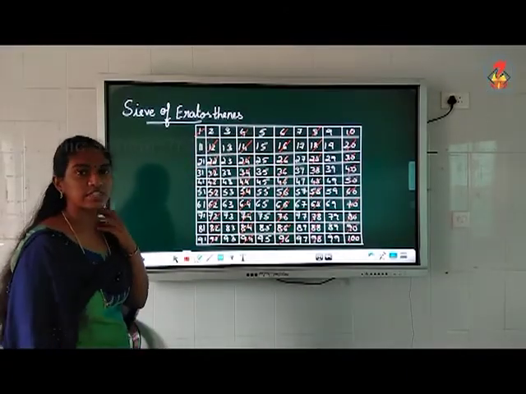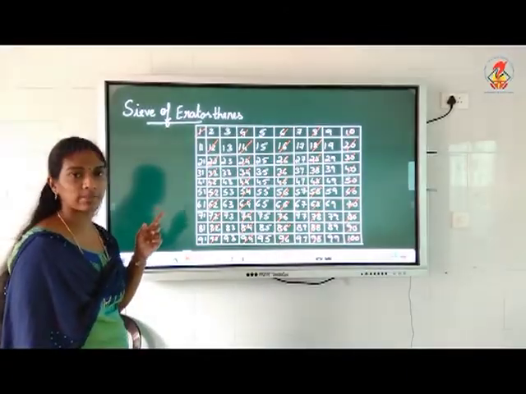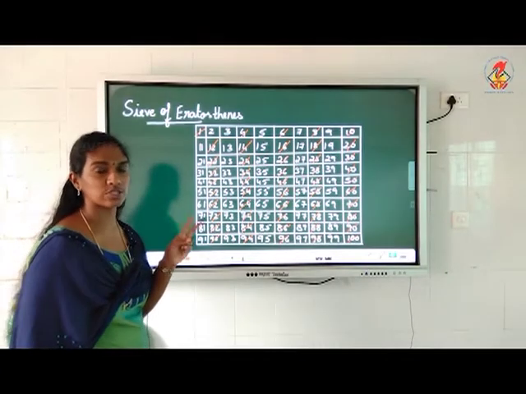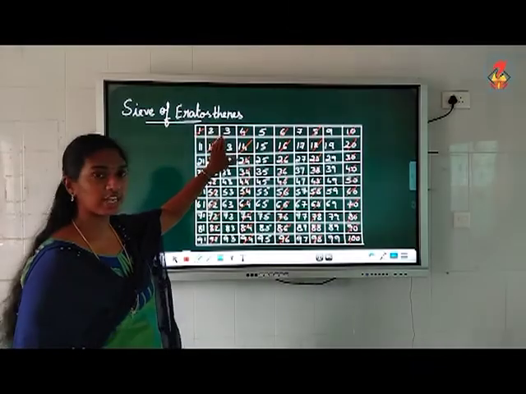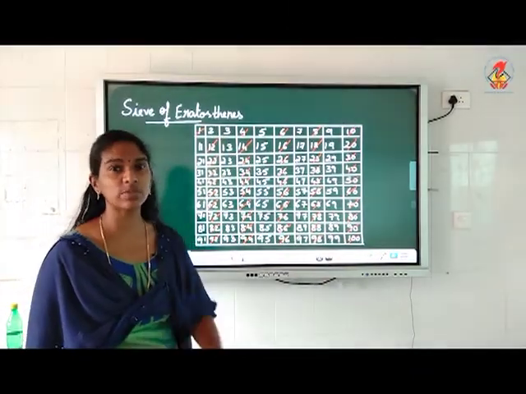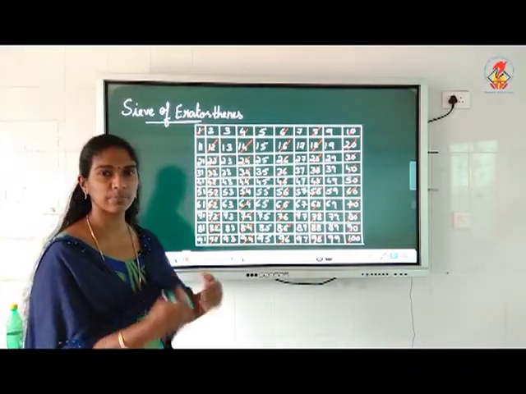Now, next 3. 3 is also a prime number, right? It is having only 2 factors. 1 into 3, 3. 3 is having only 2 factors. So, leave 3, cross out all the multiples of 3. That is, just skip count 3.